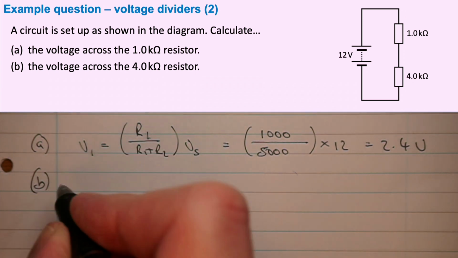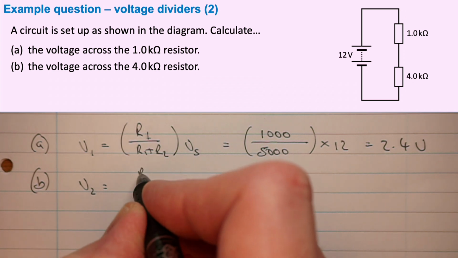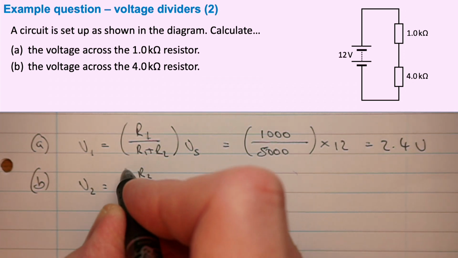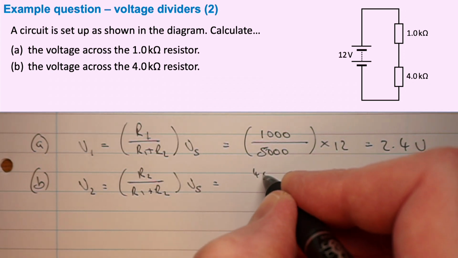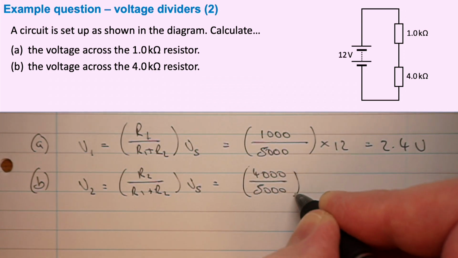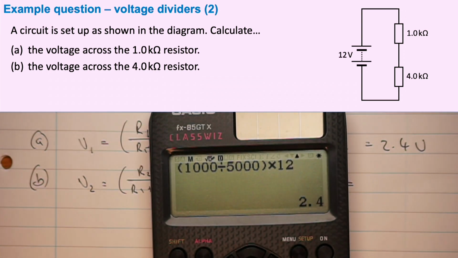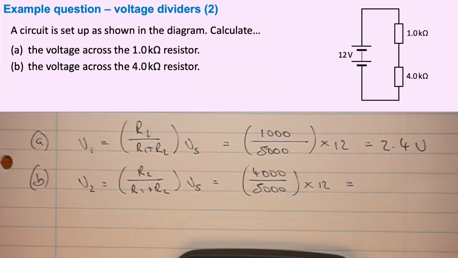For part B, to work out the voltage across the bottom resistance, that's of course V2 is equal to R2 over R1 plus R2 times Vs. And of course that is 4,000 divided by 5,000 times 12. And I know this of course is going to be what we worked out before. Why don't I just change this sum? Delete that, make that 4,000. So 4,000 over 5,000 times 12, as I have here.